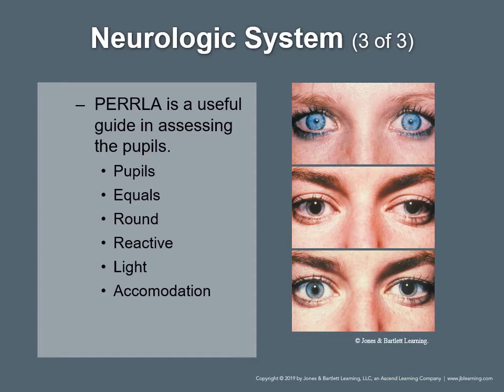Let me write this. Pupils equal. So pupils equal and round, reactive to light is kind of how I do it. I don't test accommodation normally, so I don't have them focus on something far and near while I watch their pupil to see that it's changing. But they should be equal and round. They should react to light. So there you have your pupillary responses.